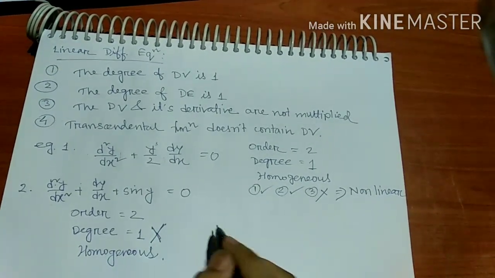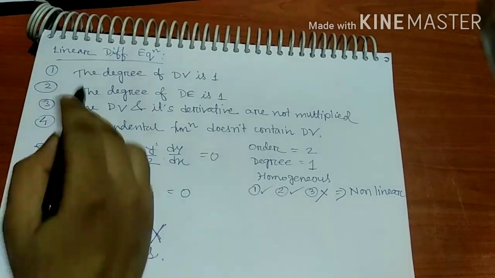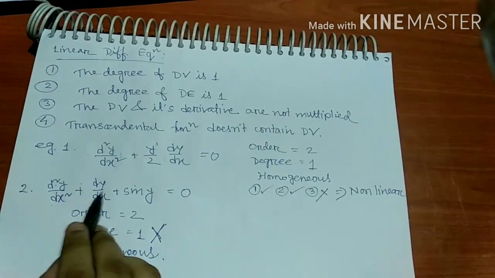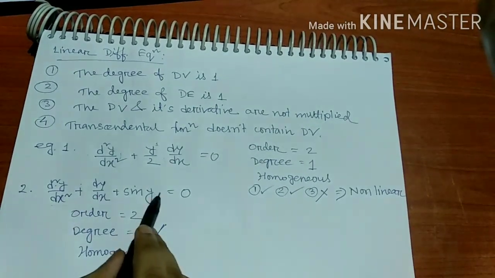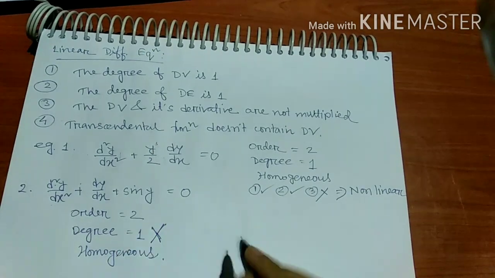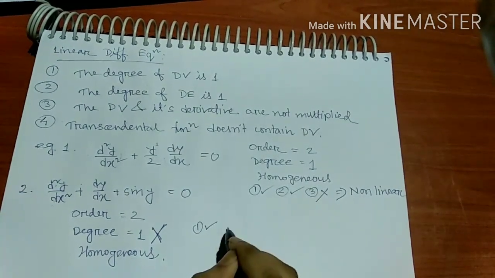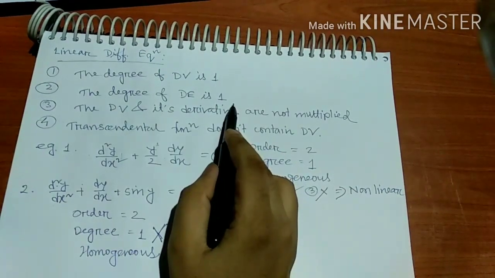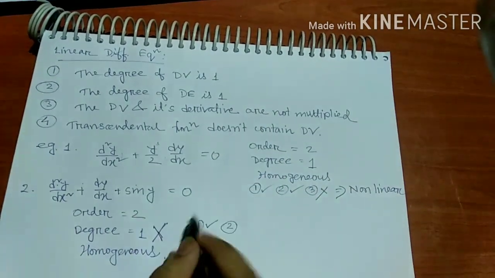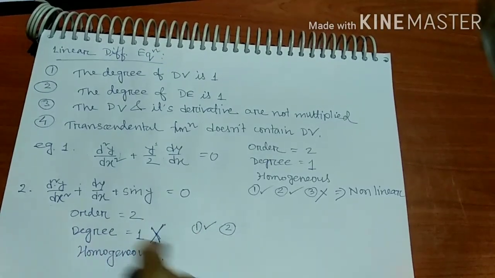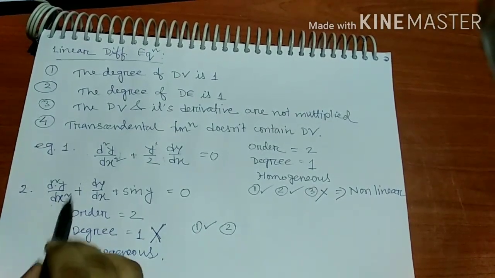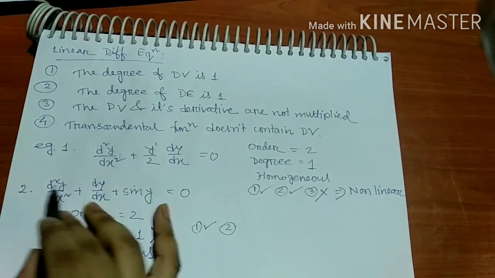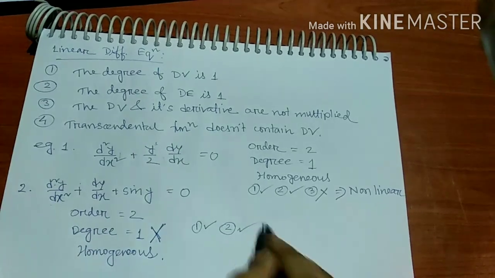To check linear or non-linear, first we have to check the first condition: the degree of dependent variable is 1. Yes, the degree of dependent variable is 1. Here there is no single dependent variable power, so we can take it as 1. Number 2, the degree of differential equation is 1. Here it is not defined, but you can see it is not more than 1. If the degree is not defined, then we take it as 1 only. So the power of the highest order derivative is 1. So condition 2 is satisfied.